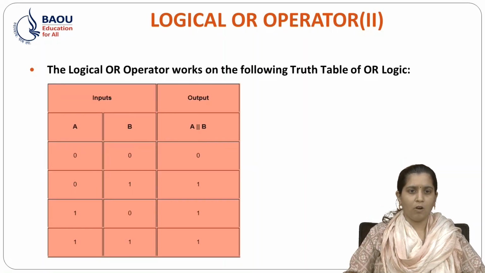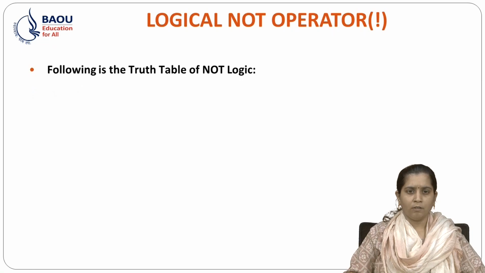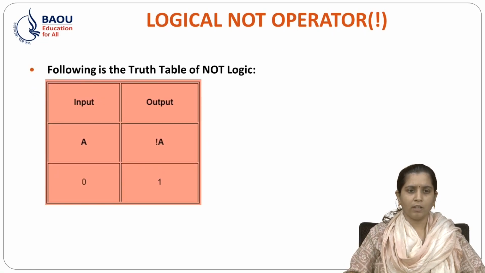This is the truth table of the logical OR operator. If both the values satisfy, then it will give me 1, otherwise it will give me 0. This is the truth table of logical NOT. That is, if I input my variable as 0, then I will get my output as 1, because it always shows me the opposite of what I have input.